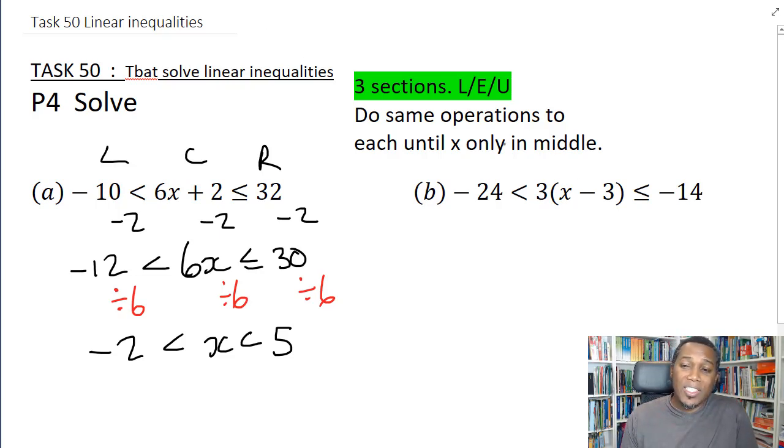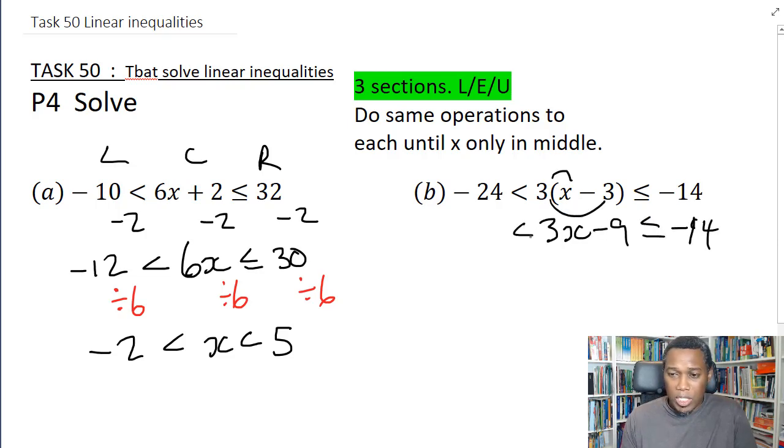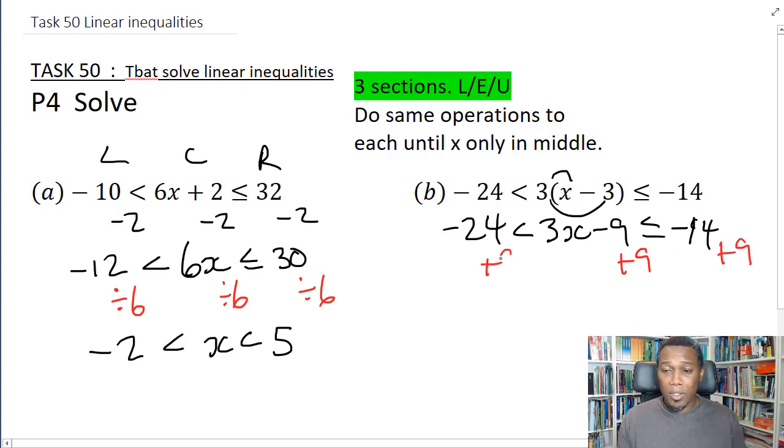Before we get into the same operations, we need to expand the bracket, so we need to manipulate the algebra. This will give me 3x take away 9. So I have minus 14 is less than or equal to 3x take away 9, which is less than minus 24. I don't want 3x take away 9. I want x. So the first thing I'm going to do is add 9 to the expression, and that means I need to add 9 to the minus 14 and the minus 24.